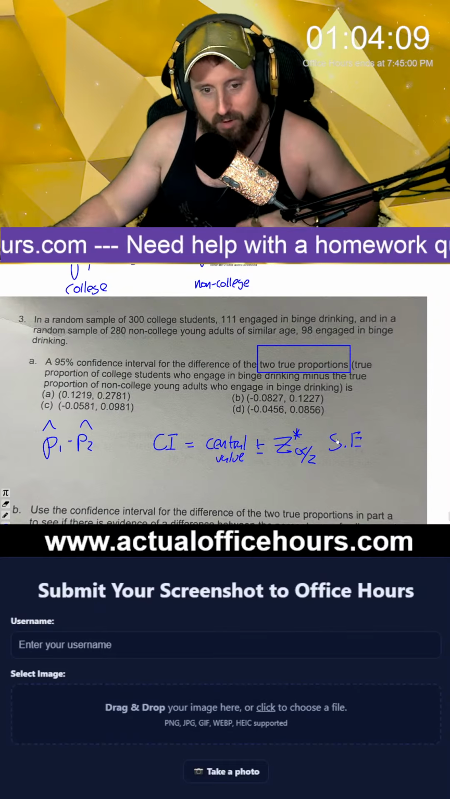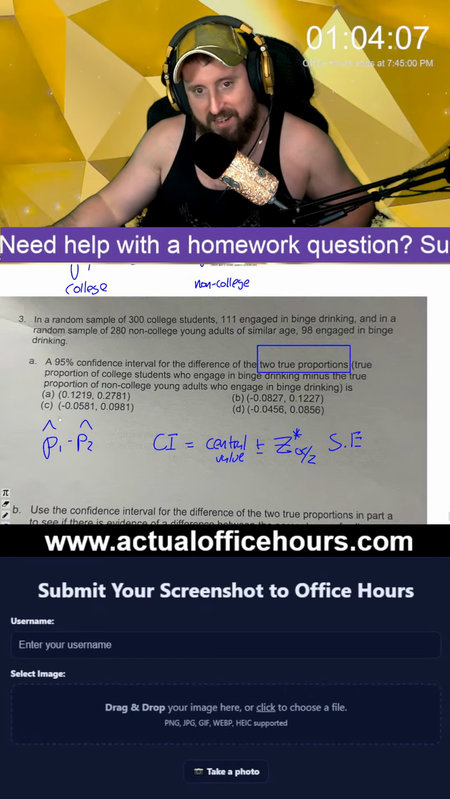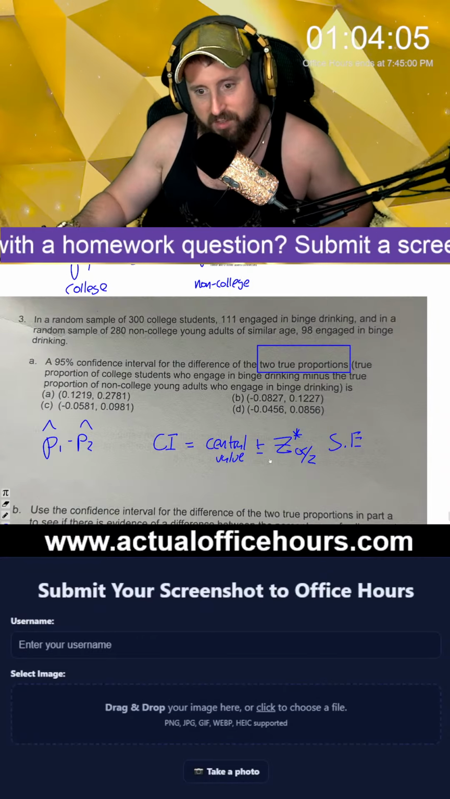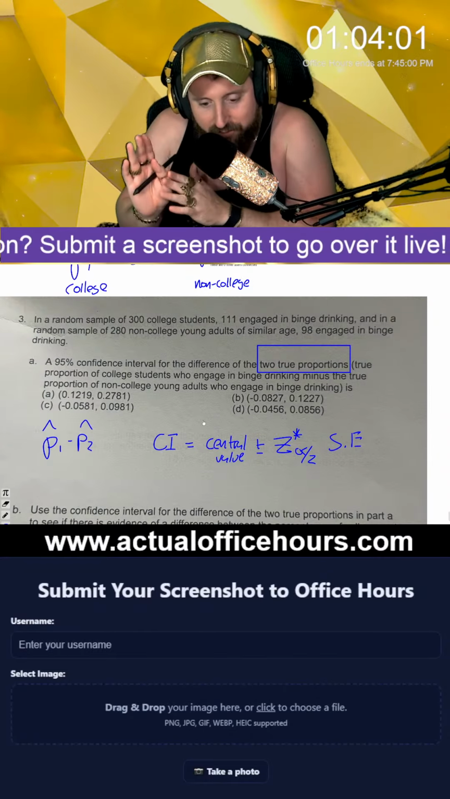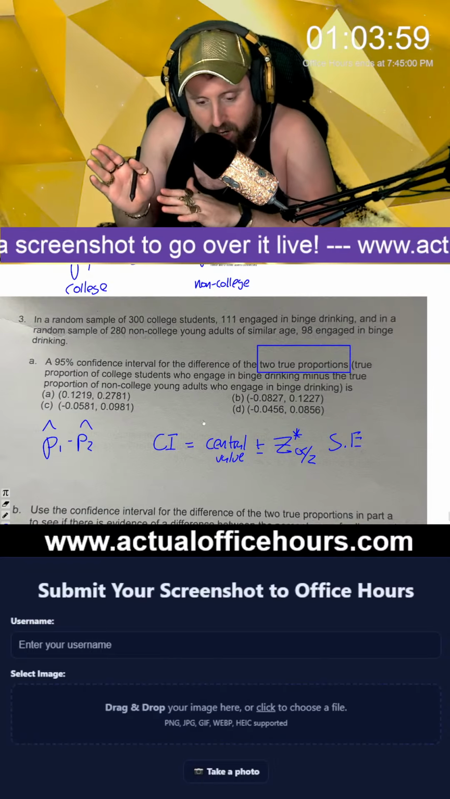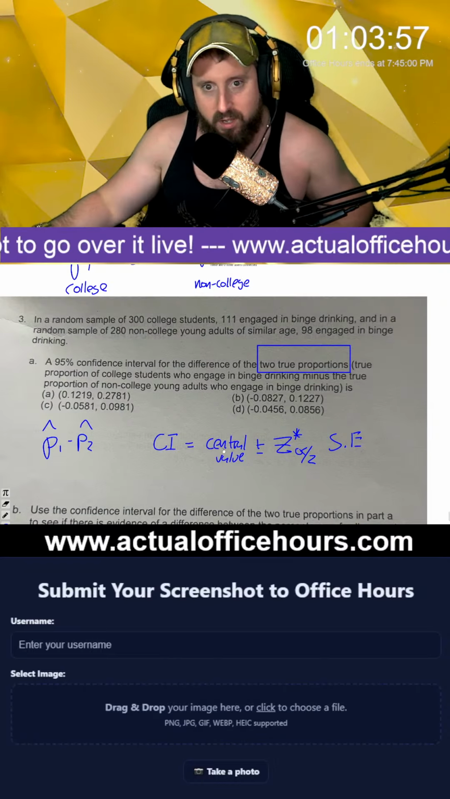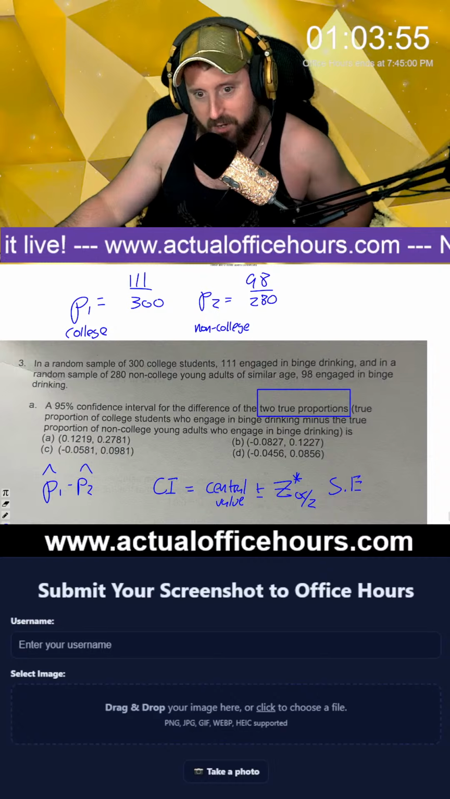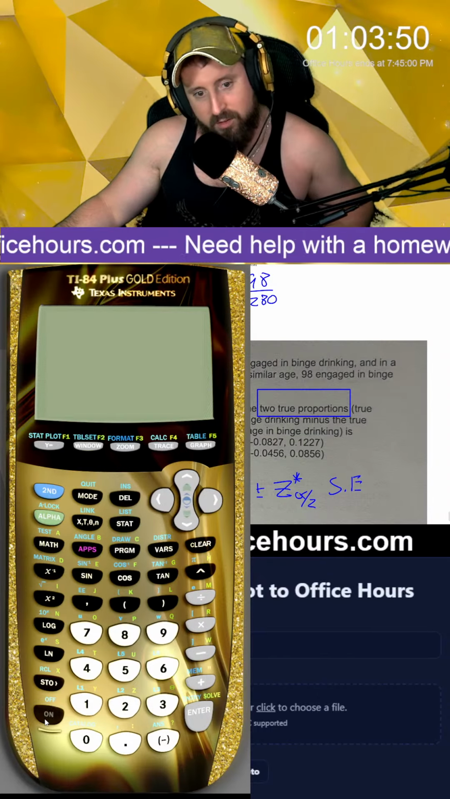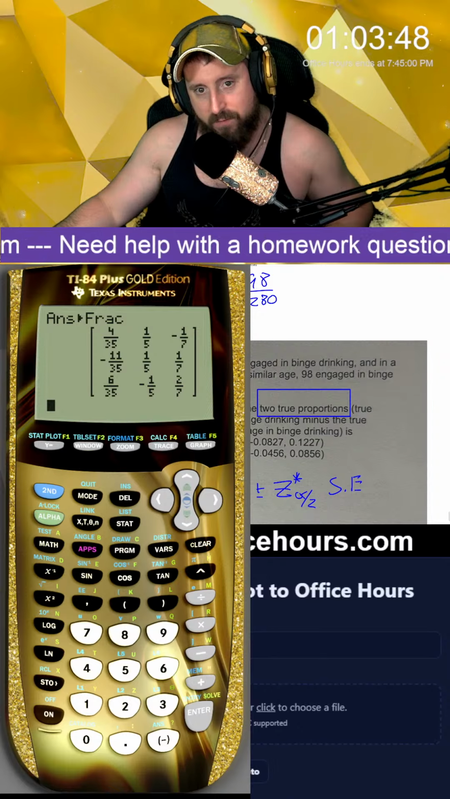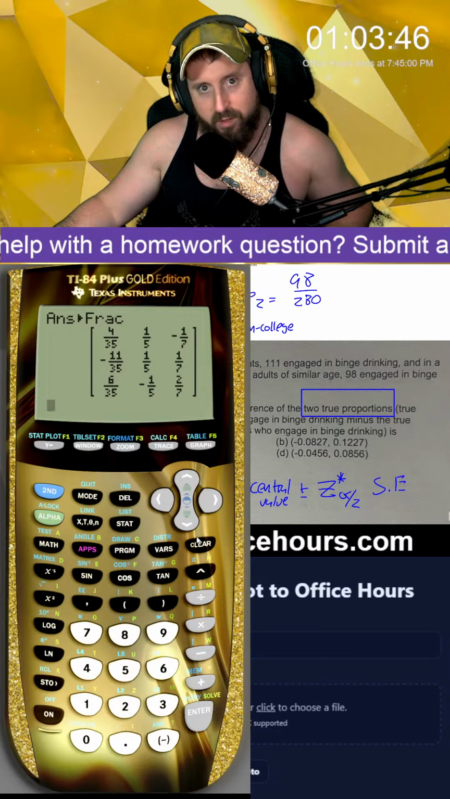All right, the central value, right? So that's P1 hat minus P2 hat. This is like what the average difference should be between college and non-college. So that should be 111 over 300 minus 98 over 280. All right, so let's get numbers for that. Sometimes this gets weird because you're like, are we pooling the variances or something? I don't know. There's always a bunch of weird stuff.